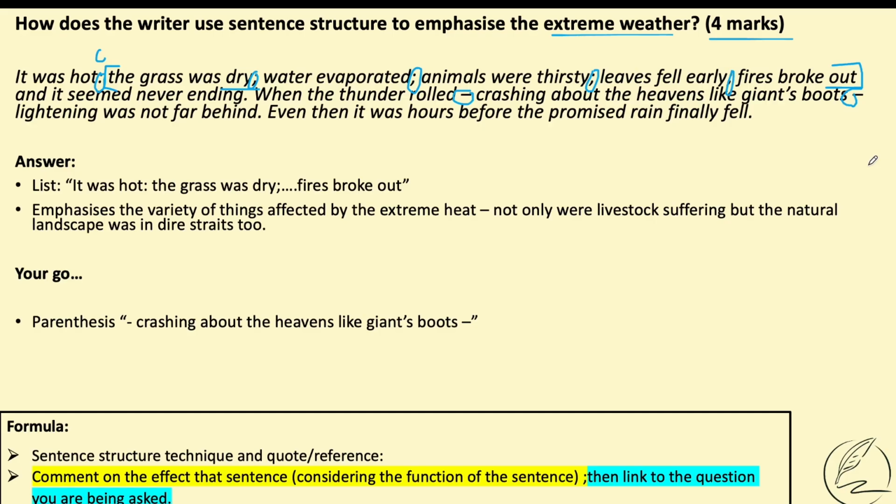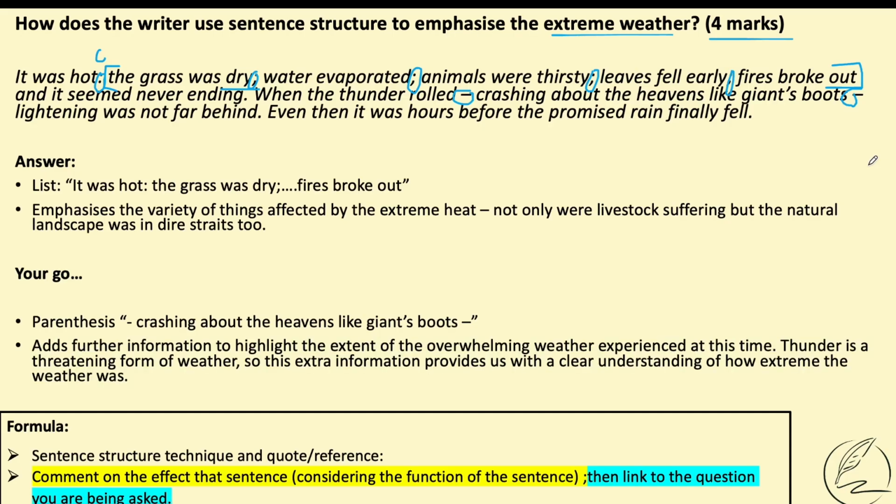Here's an example. Parenthesis, "crashing about the heavens like giants' boots", adds further information to highlight the extent of the overwhelming weather experienced at this time. Thunder is a threatening form of weather, so this extra information provides us with a clear understanding of how extreme the weather was. Again, in both of these, I've thought about the function of the sentence, and then I've linked it to the question. Again, function, and then link to the question. Hopefully that is starting to make sense.